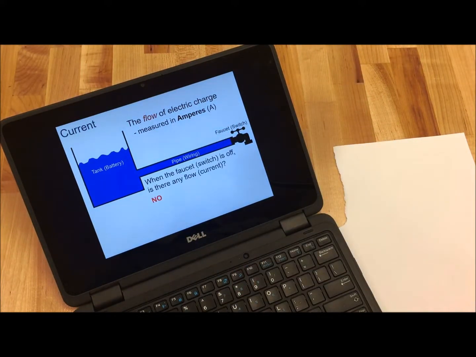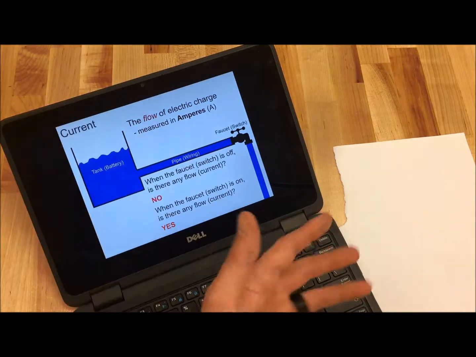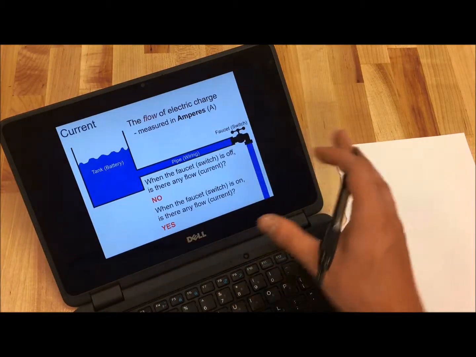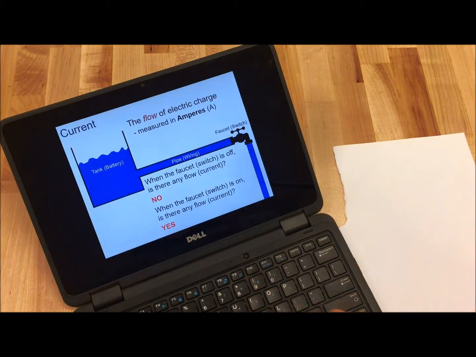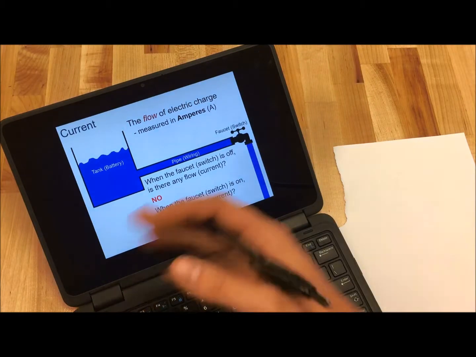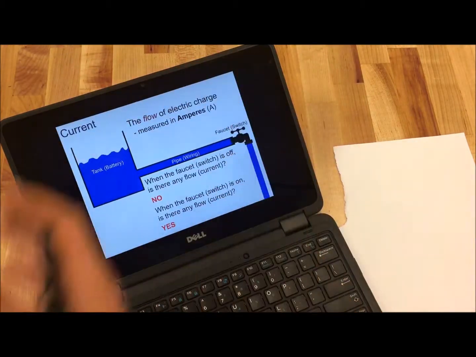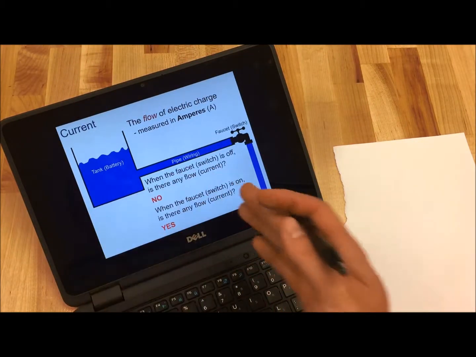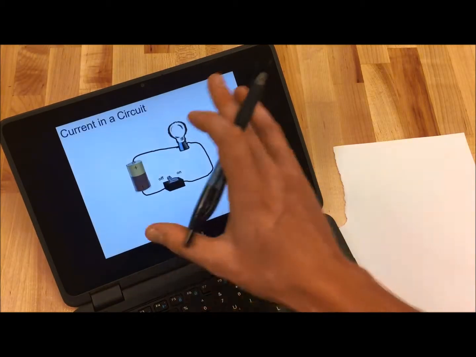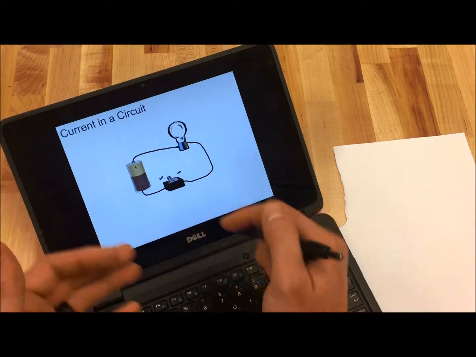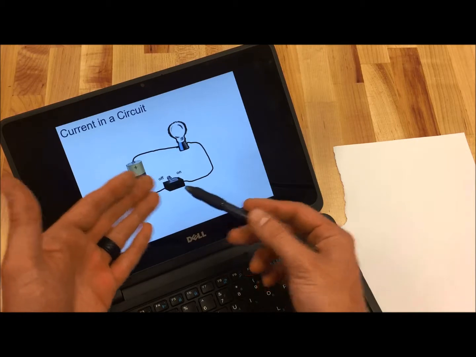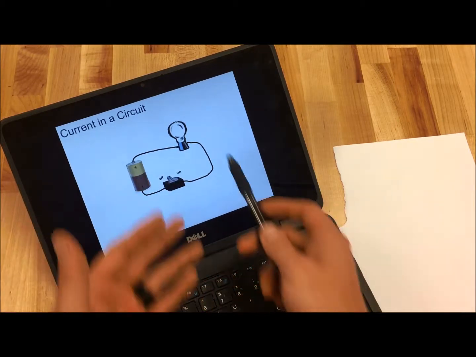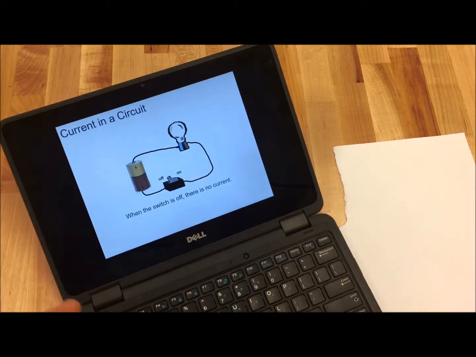When we open the faucet, now there is flow. So you can't measure current unless there is some sort of a power attached and there's actually flow going through it. Otherwise, there is no current. There has to be flow. Here's an electrical example instead of the water. So battery hooked up to a switch. When the switch is off, there's no flow, no power, right? When the switch is on, there is flow.